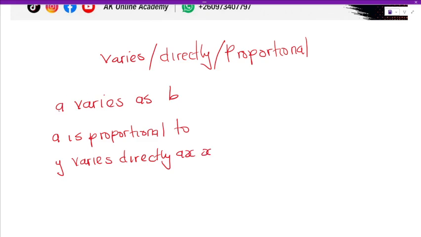So first of all, you're going to say, given that A, you write your A. Then wherever you see varies, you plug in an equal sign and you add a K. Then you write whatever comes after varies, so the B is going to be attached to the K. Given that A is proportional, write an equal sign, you add a K, proportional to, let's say, B, meaning your B comes there.